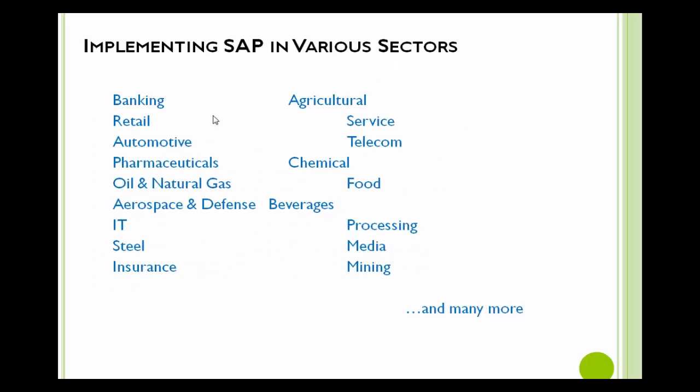Coming to the next slide. Implementing SAP in various sectors. For example, your business may be in the banking sector, or retail, chemical, food, oil and gas, steel or insurance. Irrespective of which stream or area your business is in, the SAP product will be suitable for any business worldwide. Not only these, whatever the business, the SAP product will be suitable, and many more.